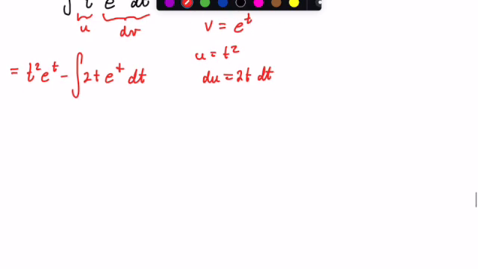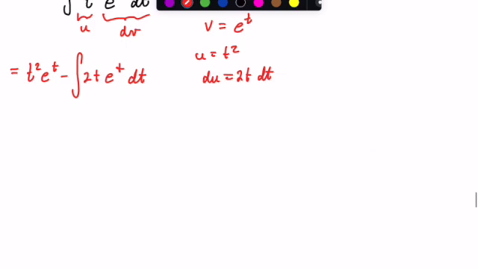But see, I'm still stuck because I have a t e to the t here. Okay. Let me rewrite this a little bit. t squared e to the t minus 2 integral t e to the t dt. That's a t there. So how are we going to do this one? Oh, guess what? We're going to use integration by parts again. So we're going to have multiple iterations of integration by parts.